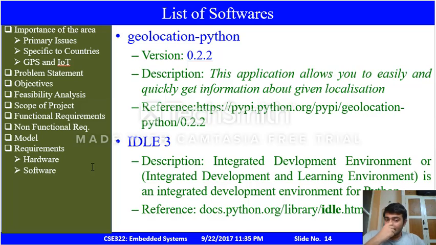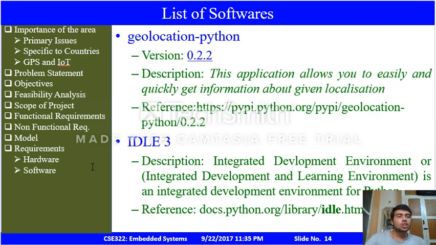Okay, so the list of softwares. The list of softwares we need is firstly geolocation, that is in Python, which coincidentally was already there in the presentation. So we need this application to ensure that we have accuracy about a given location. This can be extremely useful when we talk about garbage bins that are placed all over the city and those are embedded in Google Maps.